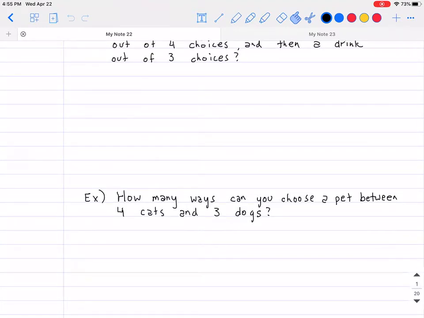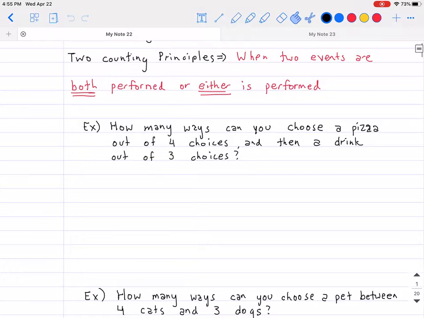Another example would be: how many ways can you choose a pet between 4 cats and 3 dogs? Again, here you have two events, but unlike the first scenario, you want either the first case to happen or the second case to happen. So the key words that you're looking for in this case would be "either" and then "or." We'll see how that actually works out algebraically right now.